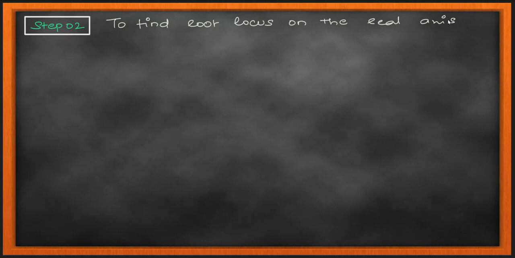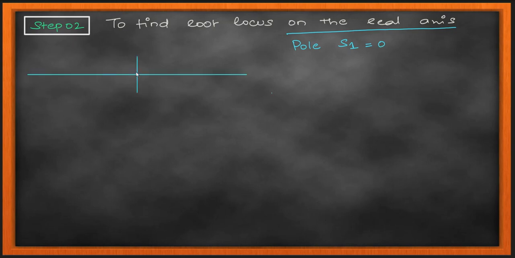So the first step we did was, I took the root and obtained the characteristic equation, and then I factorized it and found the roots. Then the next step is to find the root locus on your real axis. So now I have my pole at S1 equal to 0. That was one of the roots, S1 equal to 0, and the other two roots were imaginary, S2 and S3.